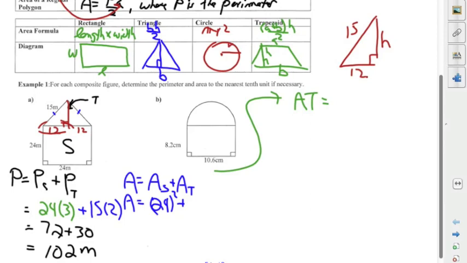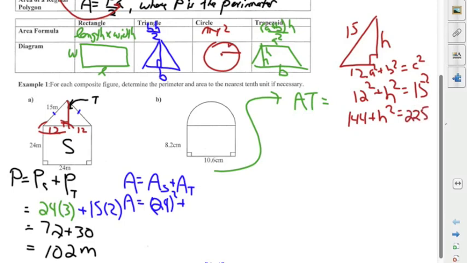Right? So this is where I go. The square of the shorter two sides added together gives me the hypotenuse squared. Okay? If you want formulas, all I did was a squared plus b squared is equal to c squared and plug in the appropriate things. So here I got 144 plus h squared is equal to 225. What do I do from there now, though?